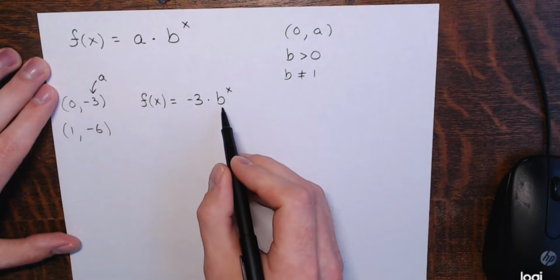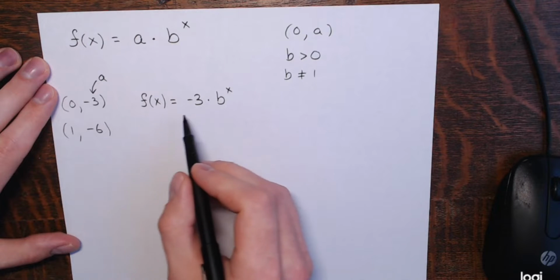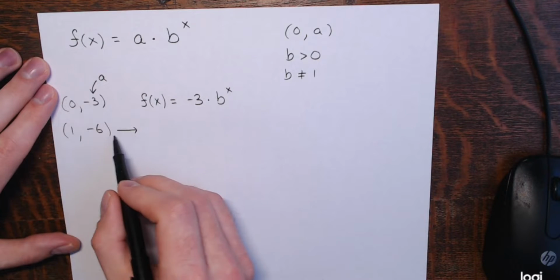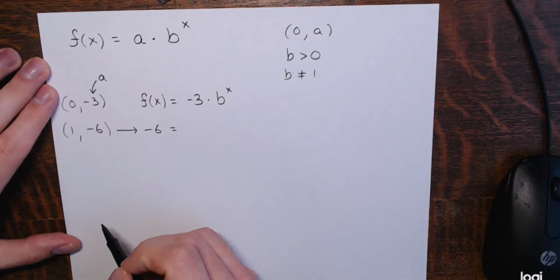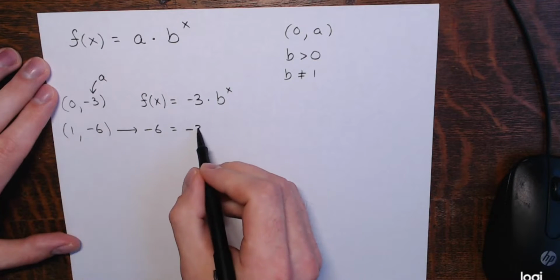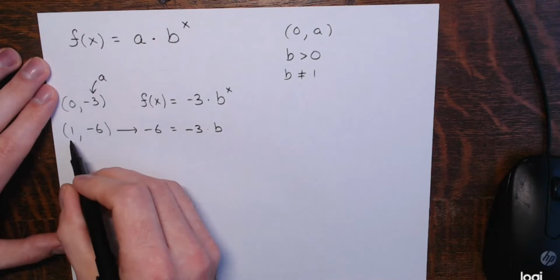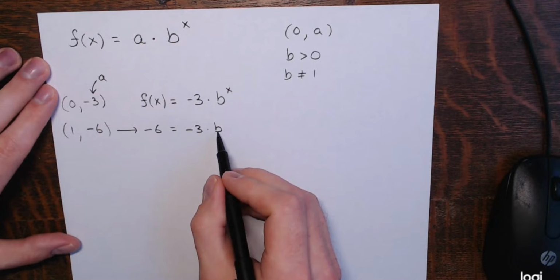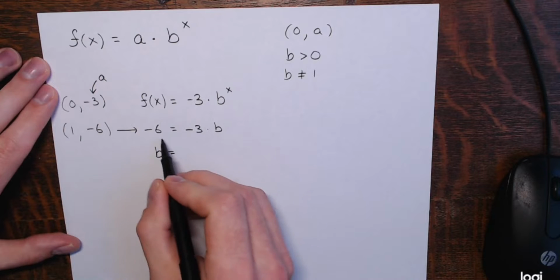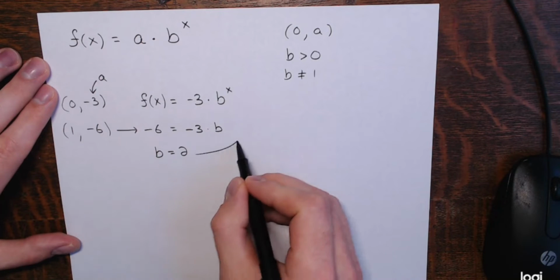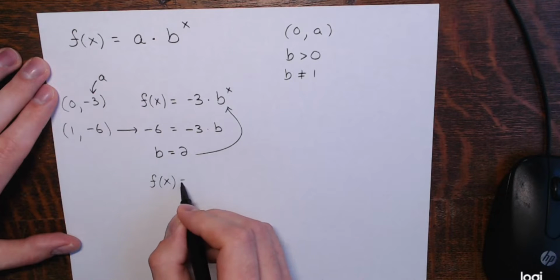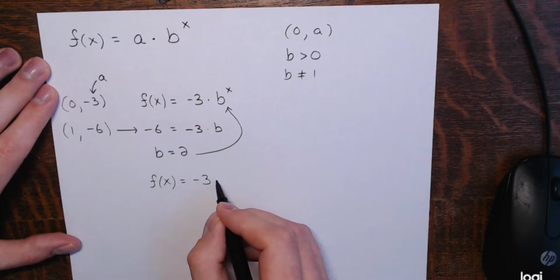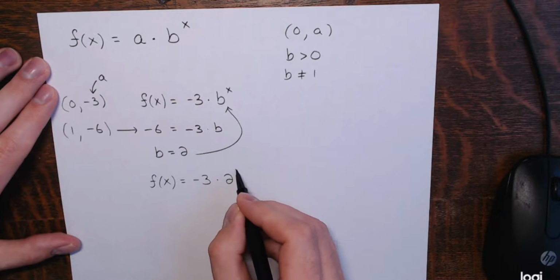And now I just need to find b using this point. -6 is the output, so that replaces the f on the left side. Equals -3 times b to the first. Right, x is 1. And then b is clearly +2, dividing by -3 on both sides, and then I pop that in. Right, and we get our function, f of x equals -3 times 2 to the x power.